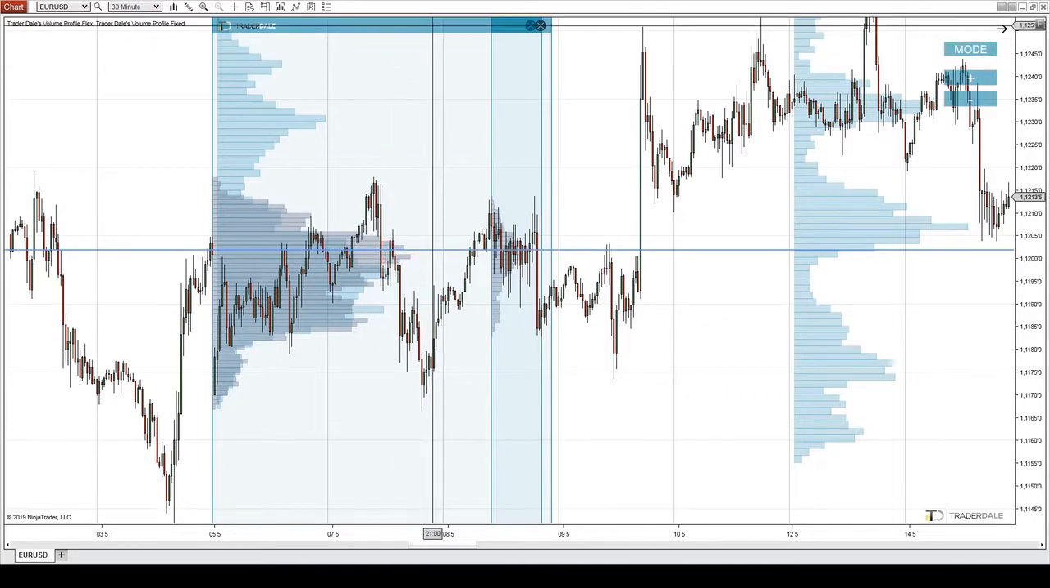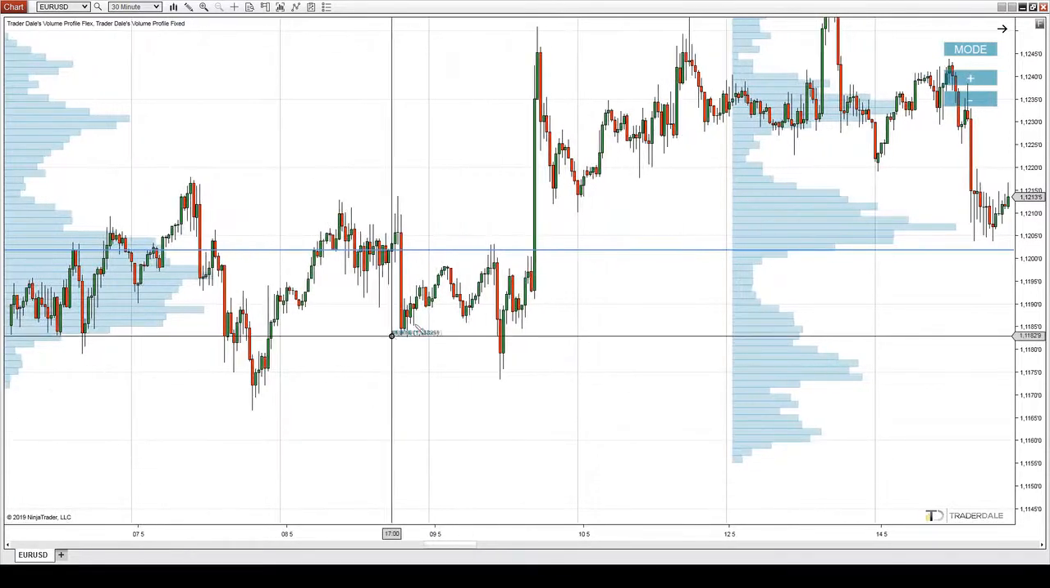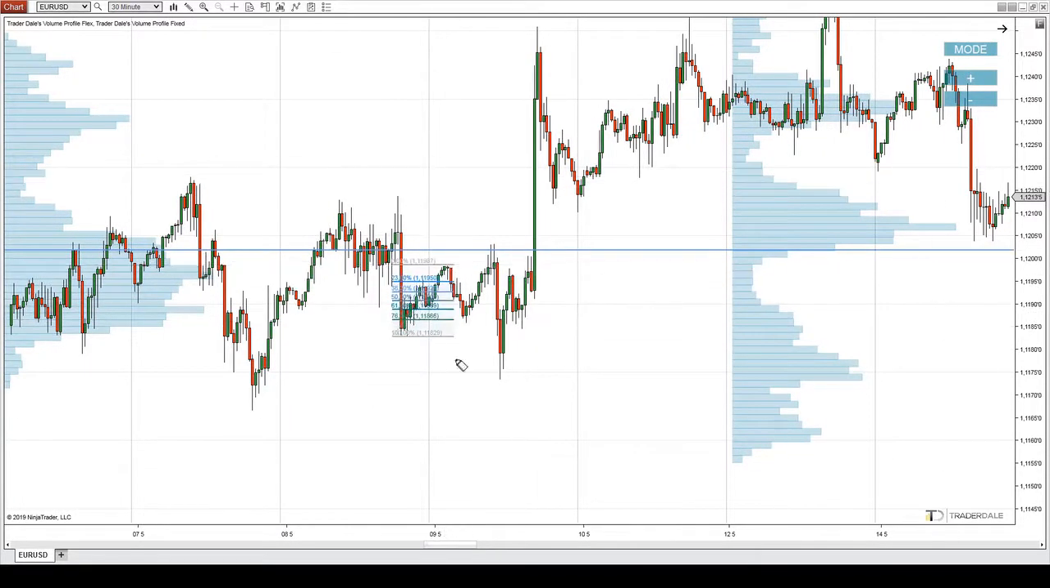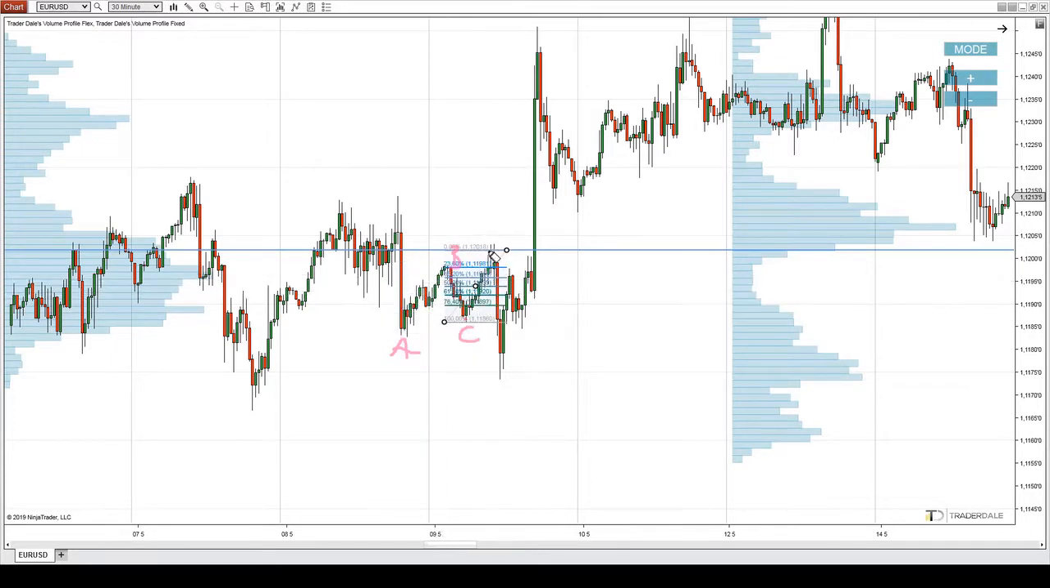By the way, I also see the ABCD setup in here. Let me show you. This is AB. This is C. From C, you have the D right at the level. Short from there. Alright, so again, we have the level based on our main setup, the volume accumulation setup. It got confirmed on the weekly profile, and we got also another confirmation by the ABCD setup.